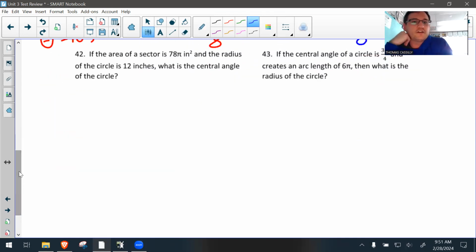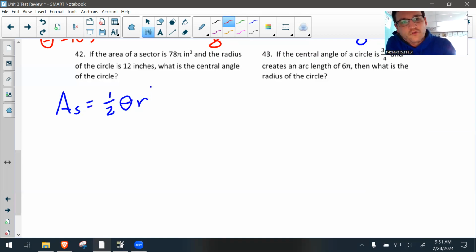Let's see here. The area of sector is 78 pi, and the radius of the circle is 12 inches. What is the central angle of the circle? All right, so a couple things going on here. Central angle, it's not specifying degrees or radians. I think the radian formula is a little bit easier. So we know the area of the sector is equal to 1/2 r squared theta. We are looking for theta.